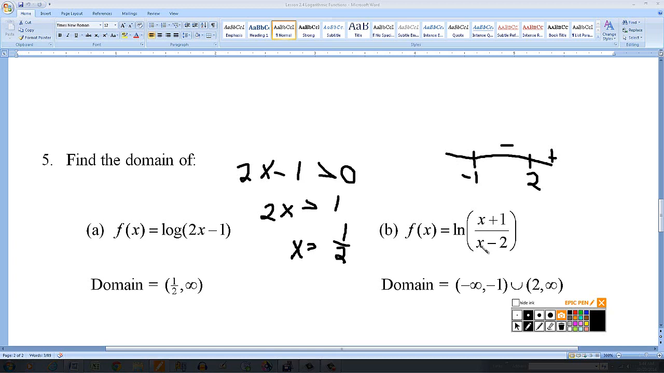Since I'm dealing with a log function, I want only values that make this expression positive, and those would be numbers to the right of 2 or numbers to the left of -1. So you would write it like this: -infinity to -1, union 2 to infinity. That's your domain. Clear this.